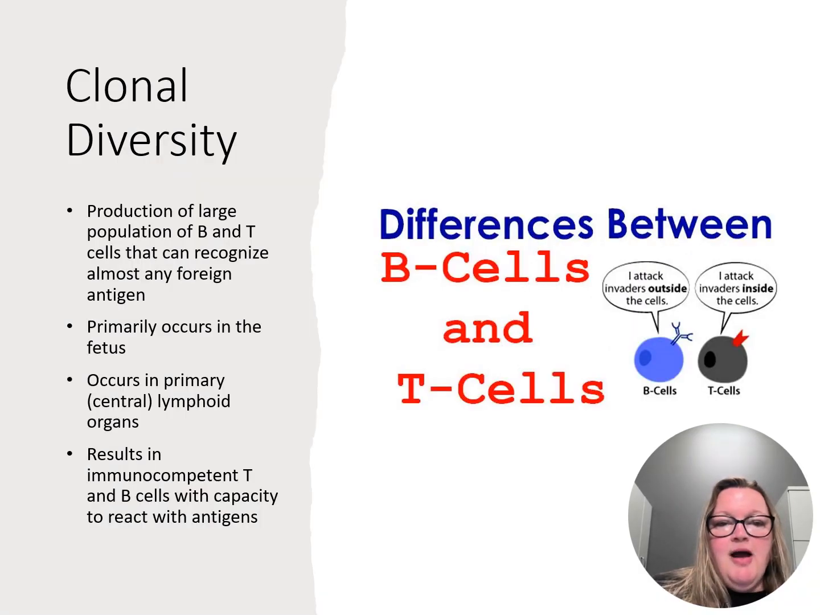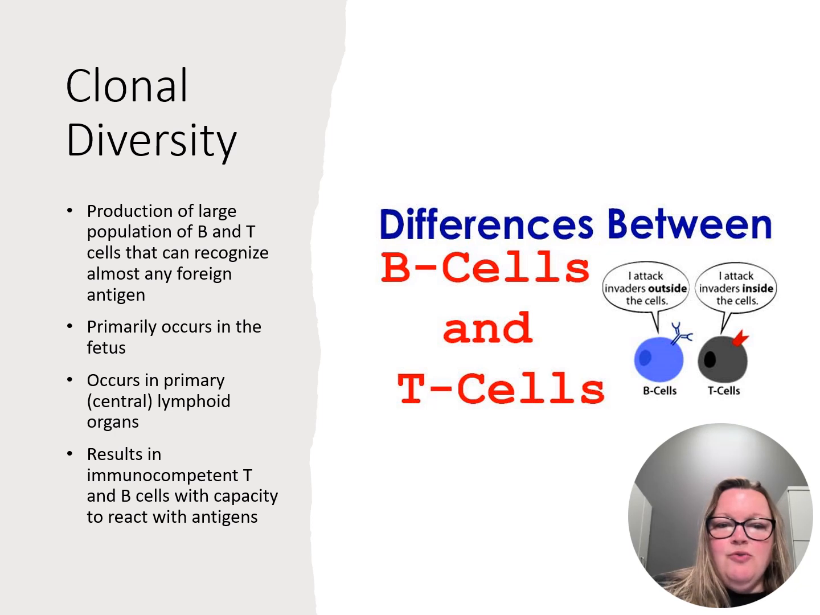Now we're going to talk about how B and T cells work together. We mentioned clonal diversity a little while ago. This is when the millions of antigen receptors are formed on B and T cells in utero and throughout our life. They have the capacity to recognize almost any foreign antigen that is found in the environment.